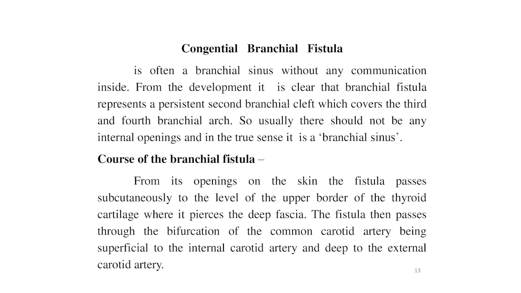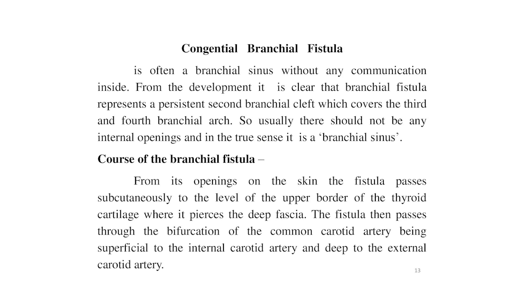Now, the course of the branchial fistula. From its opening on the skin, the fistula passes subcutaneously to the level of the upper border of the thyroid cartilage, where it pierces the deep fascia. The fistula then passes through the bifurcation of the common carotid artery, being superficial to the internal carotid artery and deep to the external carotid artery.